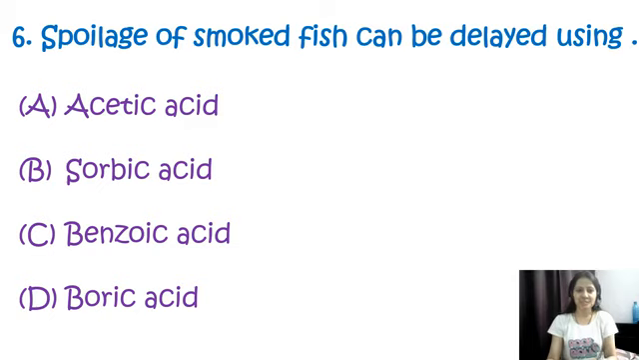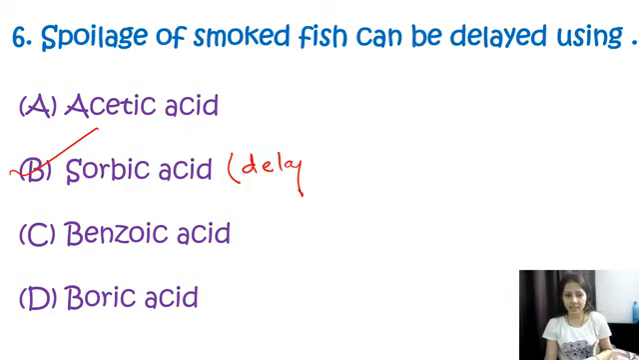Question number 6. Spoilage of smoked fish can be delayed using, so options are acetic acid, sorbic acid, benzoic acid or boric acid. So over here my correct option is B, that is sorbic acid. Whereas benzoic acid, boric acid, or we can say nitrites, nitrates, these are also helpful for the preservation of seafoods. But sorbic acid can delay the spoilage of the smoked, or we can say salted fishes.